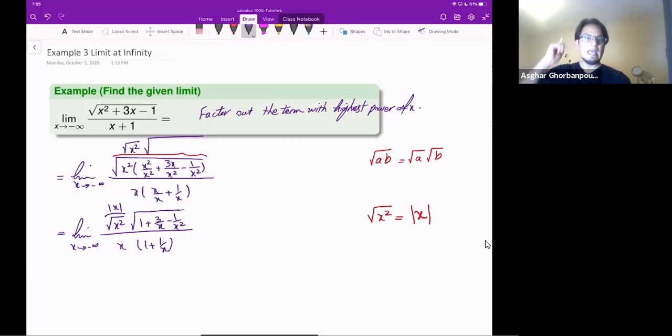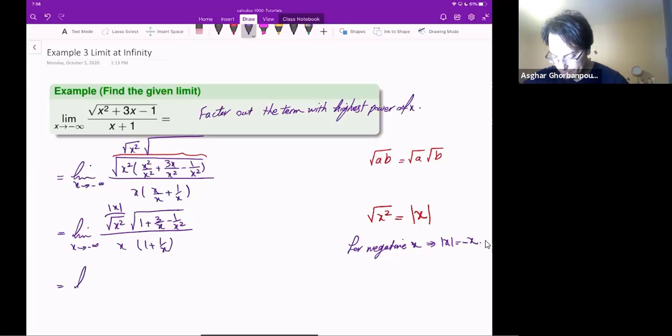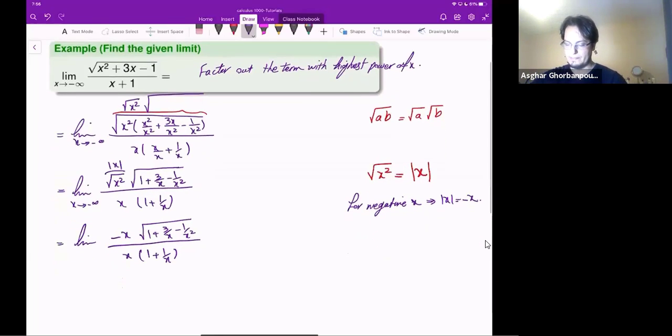But since x is going to negative infinity, it will be just negative numbers. For negative numbers, the absolute value of x is what you get when you multiply x by another negative sign to make it positive. So that means the absolute value up there is going to be negative x, times root of 1 plus 3 over x minus 1 over x squared, over x times 1 plus 1 over x.